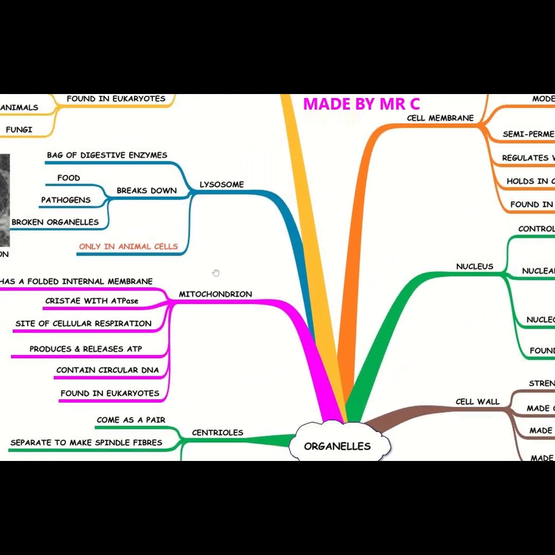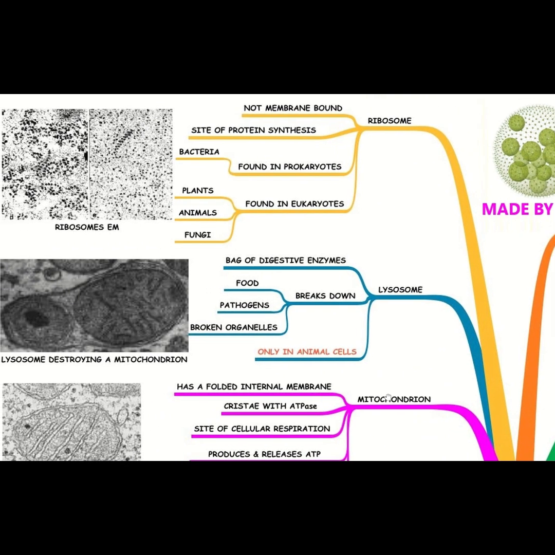So we'll start up here on the left-hand side, and we'll start off with ribosomes. Ribosomes are found in all life forms because they do not have a membrane, so they are non-membrane bound. They are the site of protein synthesis. They're found in prokaryotes as well as eukaryotes and in the domain Archaea. This is what it looks like with the electron microscope. It just looks like lots of little tiny dots.